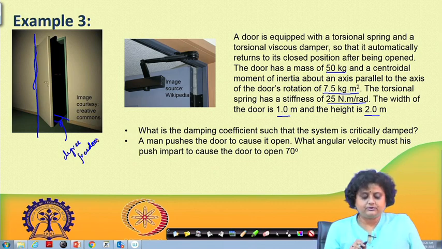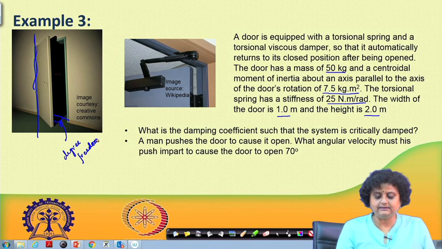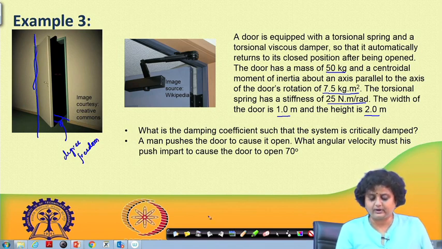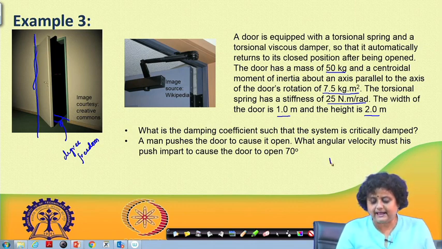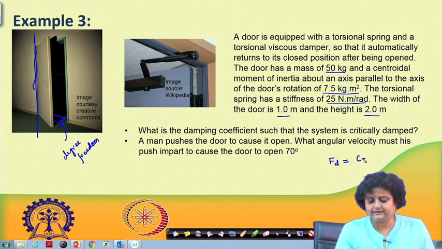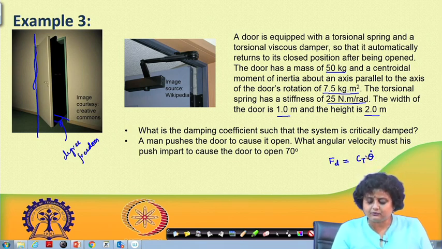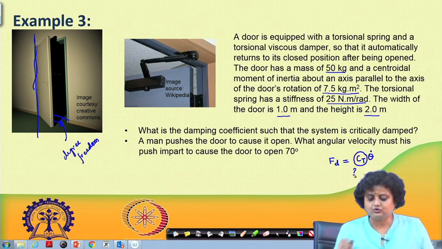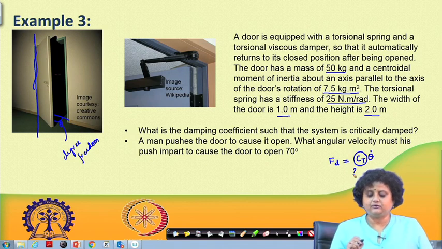Now, the problem statement is that we have to find out the damping coefficient. We will assume linear viscous damping. So, the damping force F d is going to be some damping coefficient C t into the angular velocity theta dot. We have to find out this C t so that the system is critically damped. That is the first part of the problem.